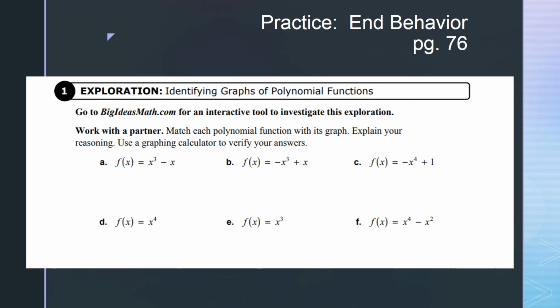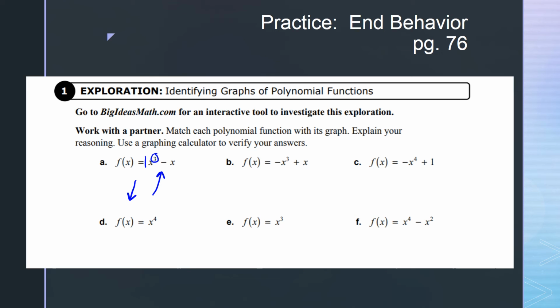This is on page 76 in your book, and it has some graphs underneath it. What I want to do is use what we've just learned to try to match them for finding the end behavior. This degree here is 3, and the leading coefficient is positive. So that tells me it's odd, and it's going to end up in the positives. So you're looking for a graph that does this.